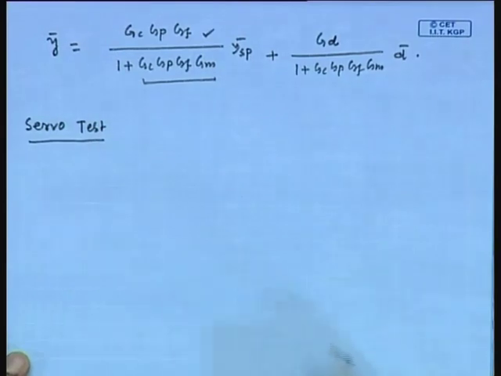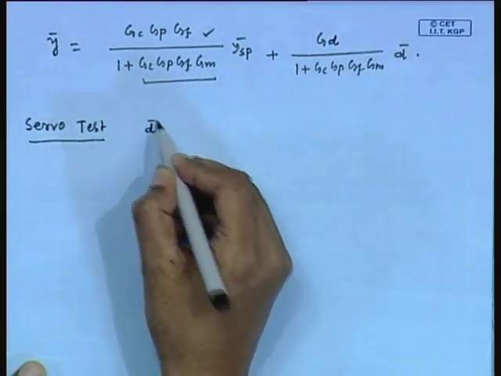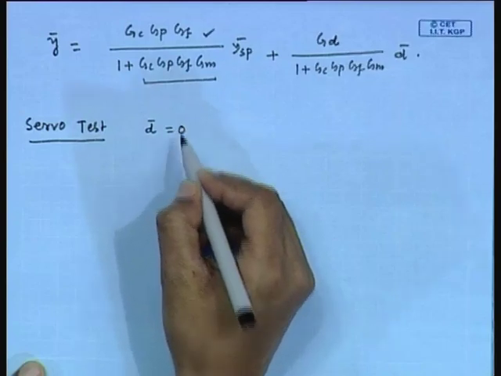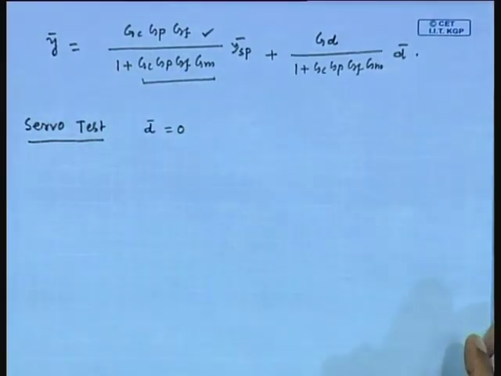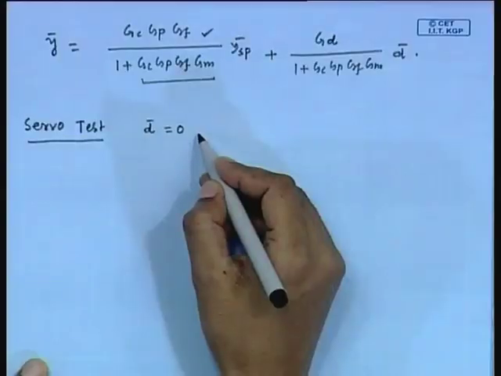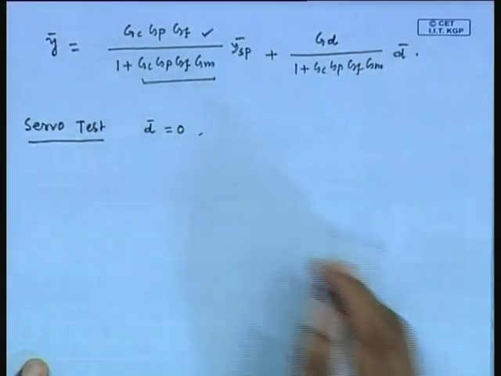In the case of servo test, there is no change introduced in the disturbance, that means d bar equals 0. Only the set point change is considered. Fine. Now, if d bar becomes 0, what is the closed loop transfer function for the servo problem?